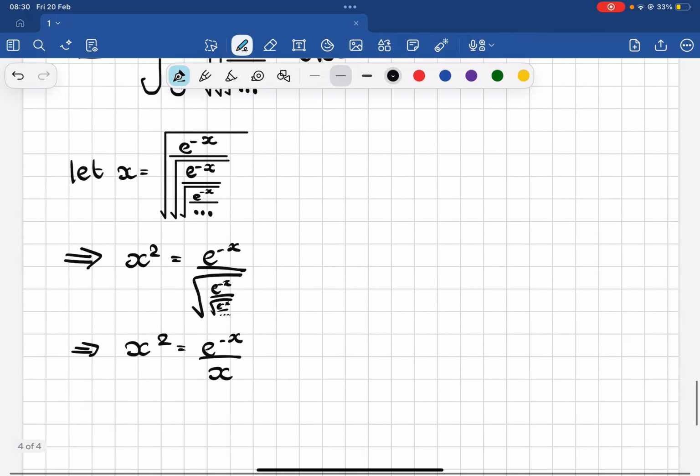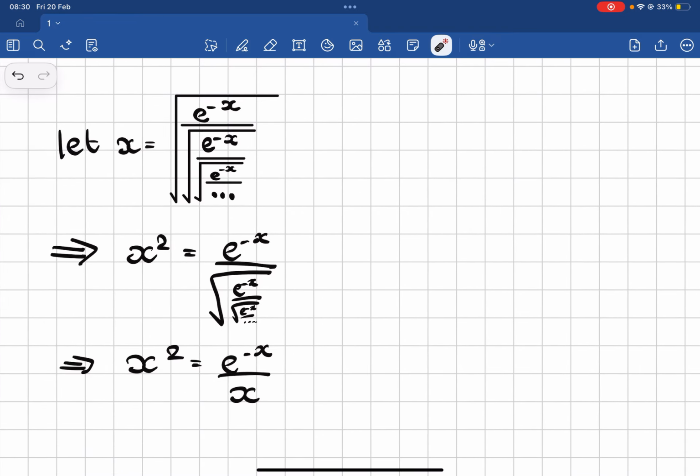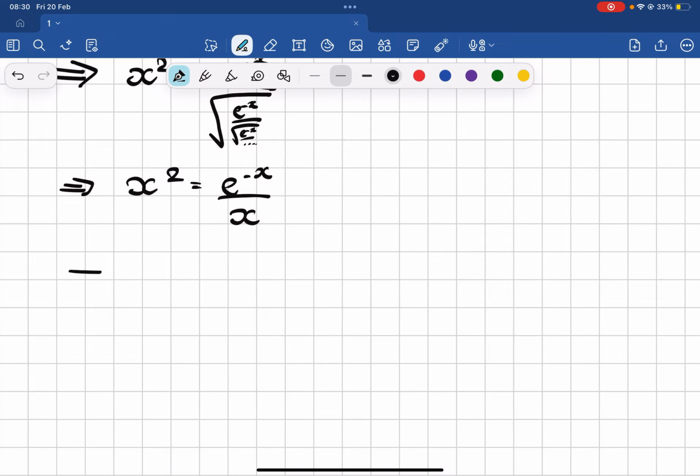Now, if I go back to what I was saying, when we see a lot of repeats or just something going on for infinity, we know it's just the same thing inside. So what we do, we just call it all x and call this all x, square both sides, and sort of just rearrange for x. So that's what we'll do now. That means x cubed equals e to the minus x.